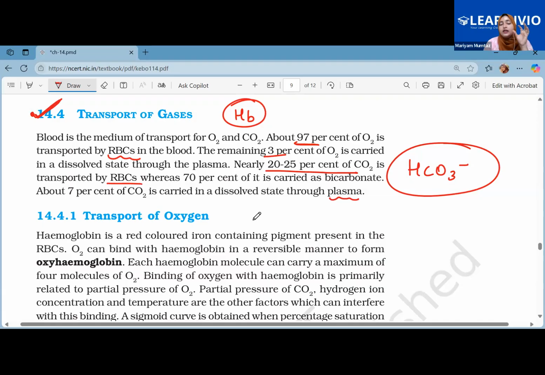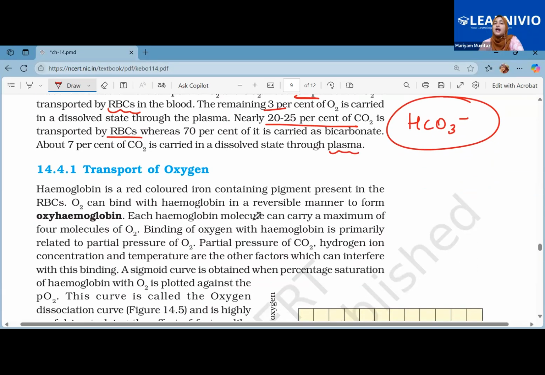Now, the hemoglobin. The reason why our RBCs are called red blood cells is because they contain the red colored, iron containing pigment called hemoglobin. That is why we are advised to have iron rich food so that we have more and more hemoglobin in our body. Now see, this hemoglobin can bind with oxygen as well as with carbon dioxide. It has the binding capability for both of them. But that depends upon the partial pressure.